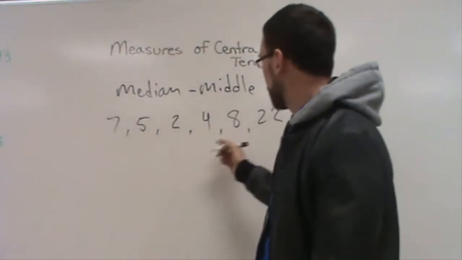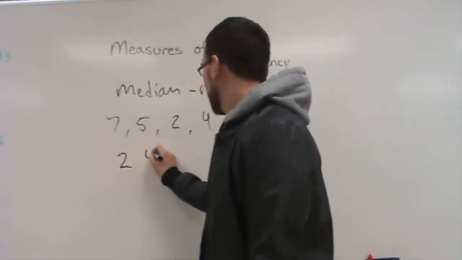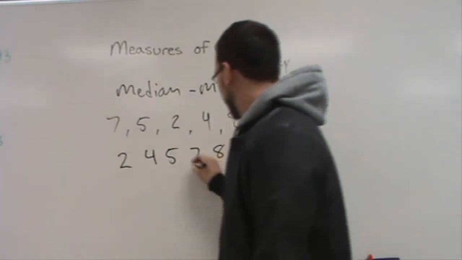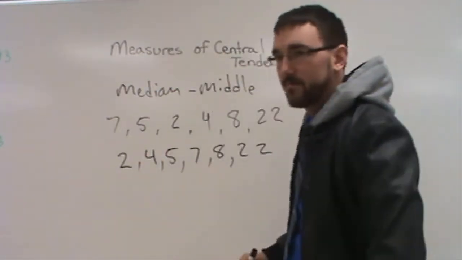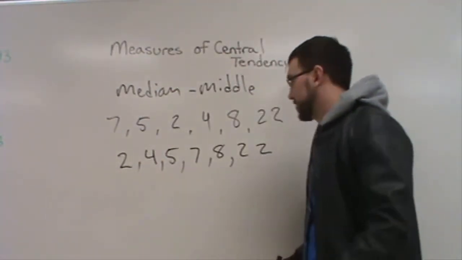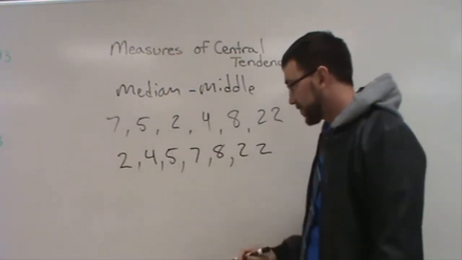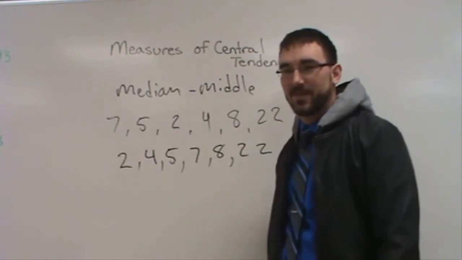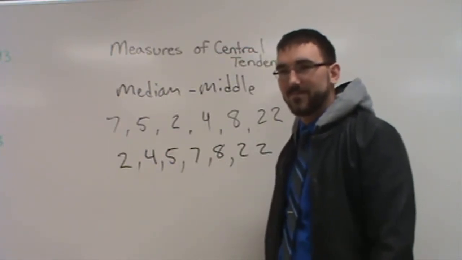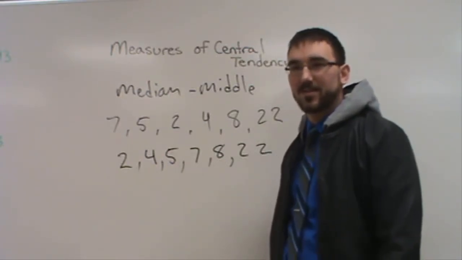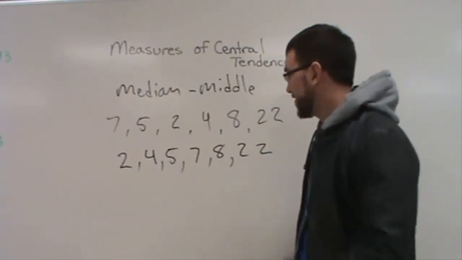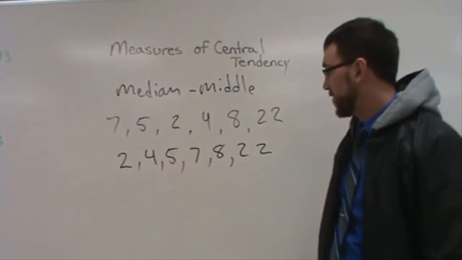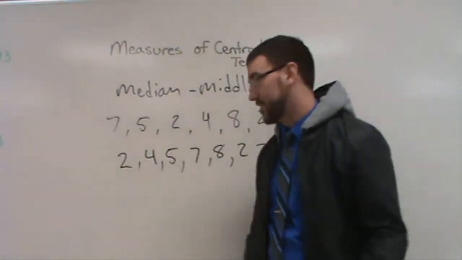So, what comes first? 2, 4, 5, 7, 8, 22. Man, you are on fire. Good job, class. Let's get a round of applause. That's either the best round of applause or a downpour. So if you look outside today, it's going to happen.